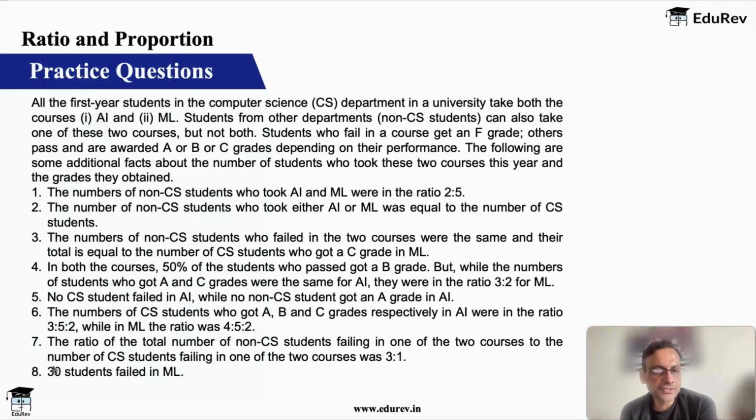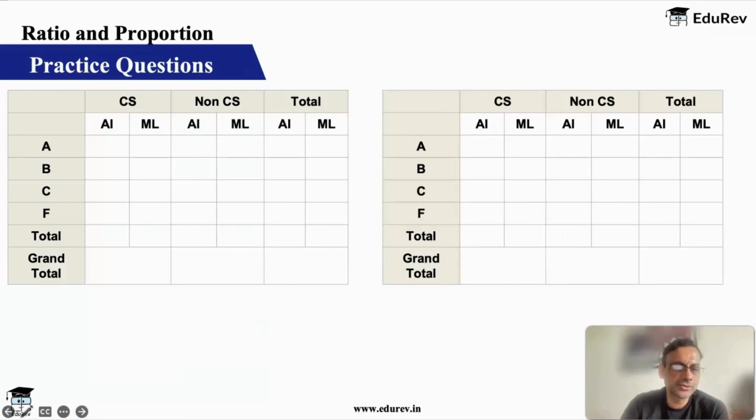The following are some additional facts about the number of students who took these 2 courses this year and the grades they obtained. Okay, so the number of non-CS students who took AI and ML were in the ratio of 2:5, non-CS. Now to solve this question, we'll need to make a small table. In fact, I've already made a small table so that we can save some time. And the construct of that table is going to be this, which I hope you also will make the same thing.